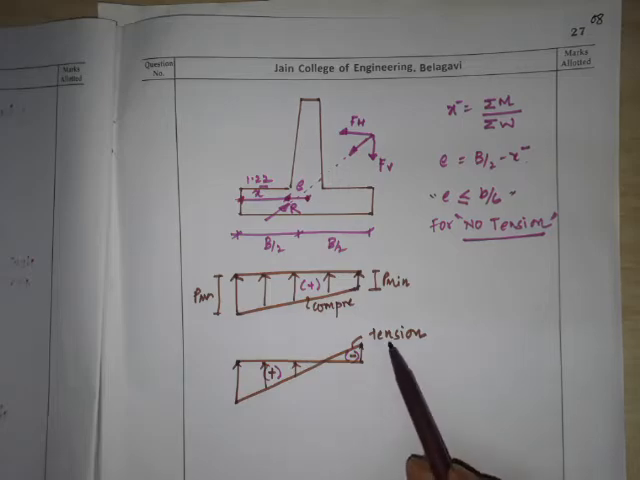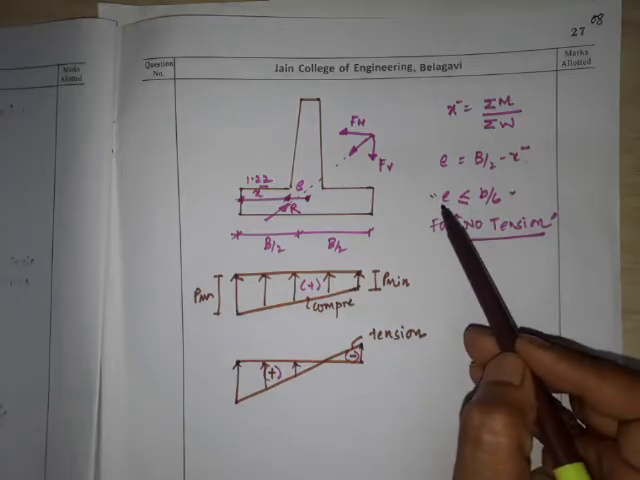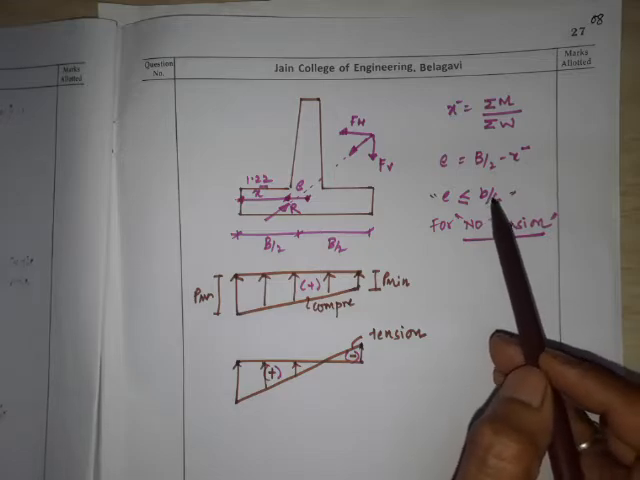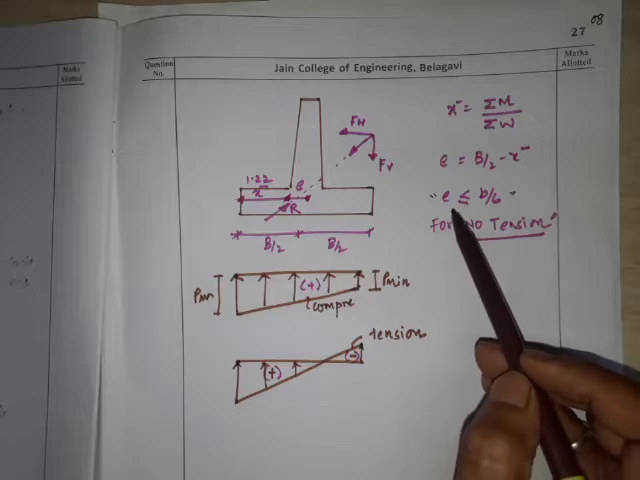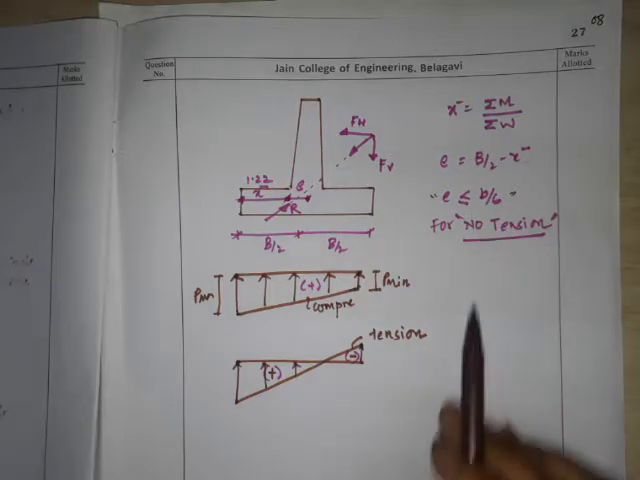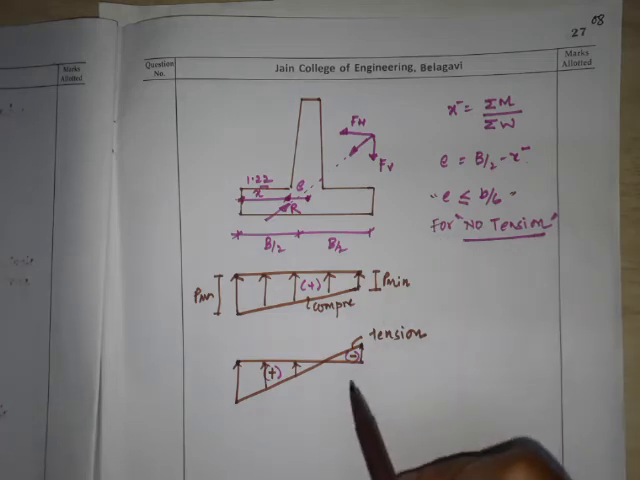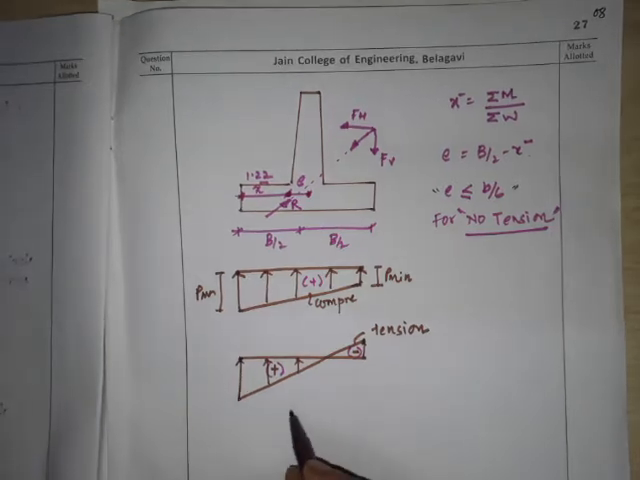Tension means the soil is not capable to carry the force because the eccentricity is more than B by 6. So in any case, in design of a cantilever retaining wall, E should be less than or equal to B by 6 to satisfy the no tension condition. Now it's clear? Okay. So after getting this, we have to move to the next step, so we have to avoid this.